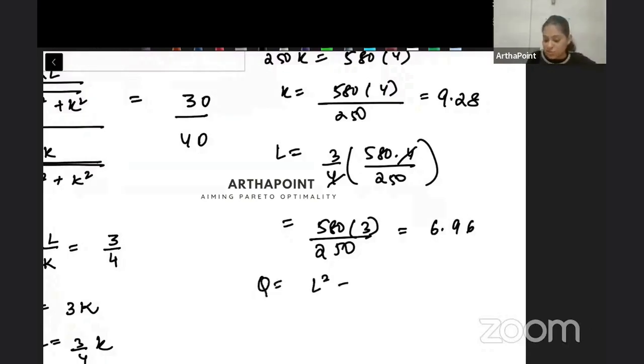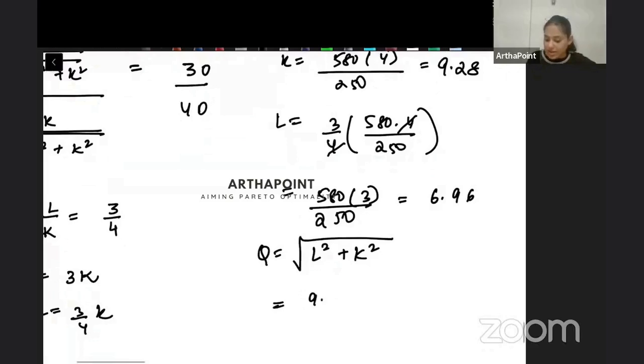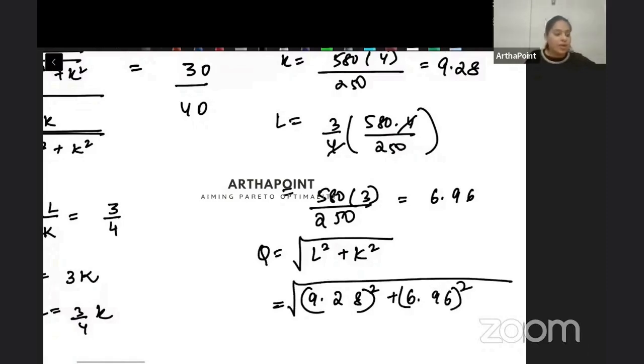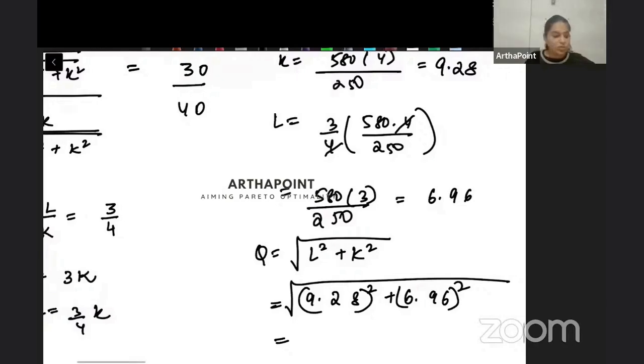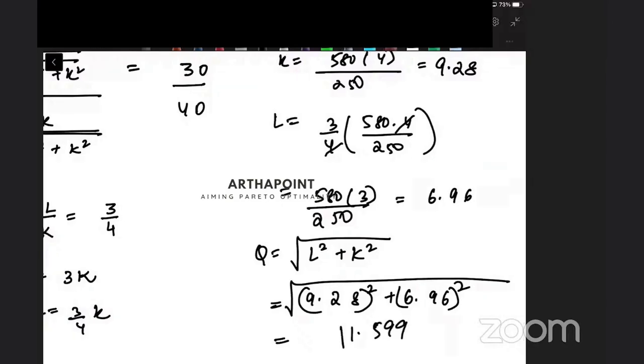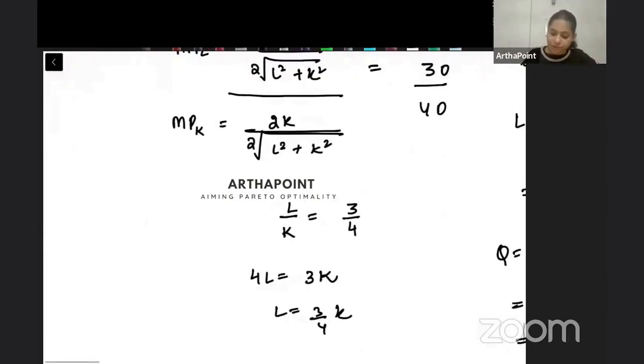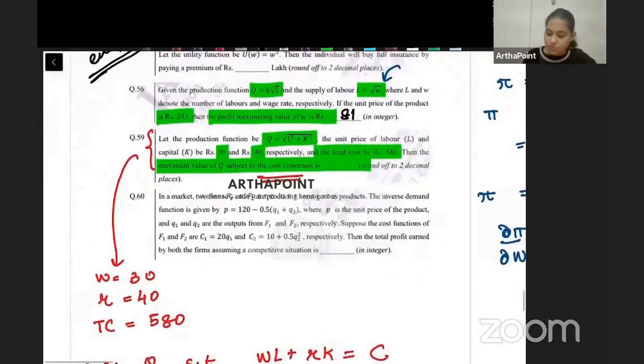So Q was L square plus K square under root. So this is going to be 9.28 whole square plus 6.96 whole square under root. And when you do that, you will get 11.5. So the answer to this question is approximately 11.5. So round off to 2 figures. So 11.599 came. We can write it as 11.60.